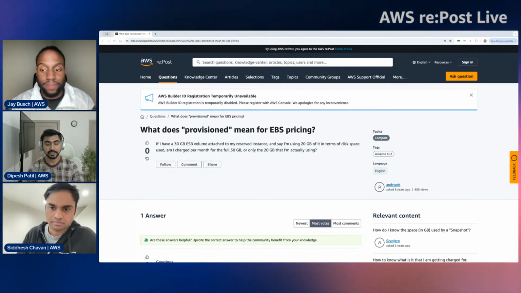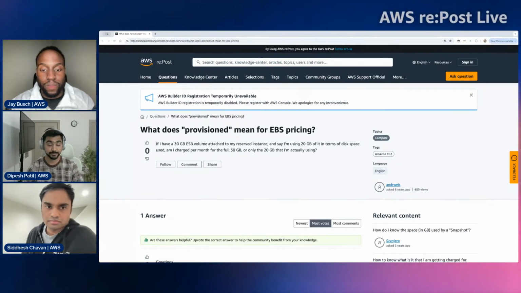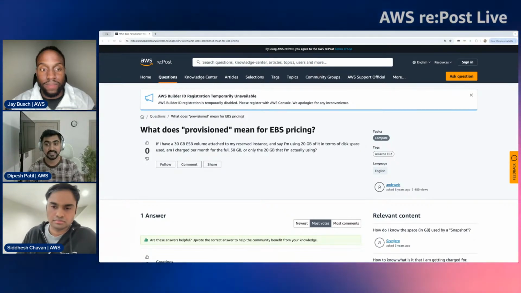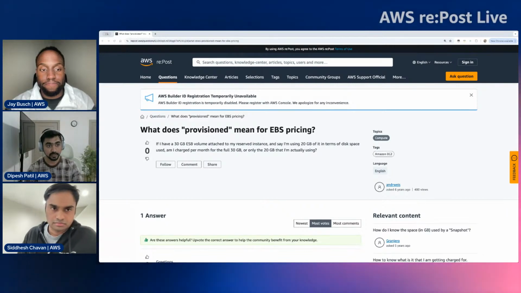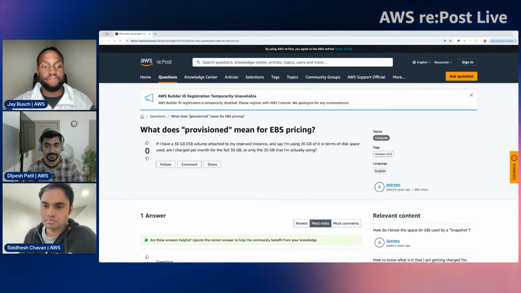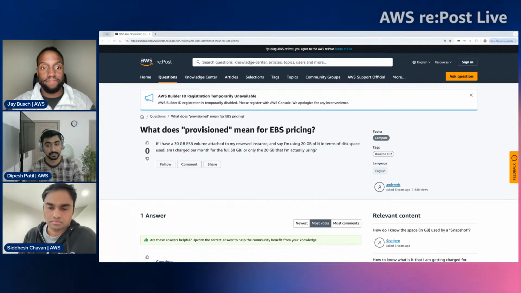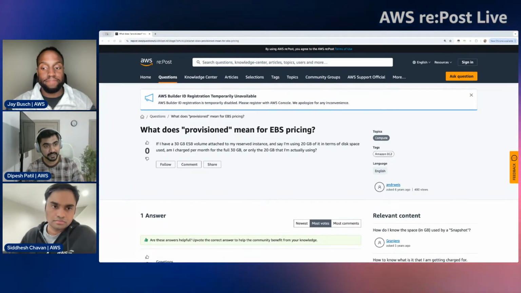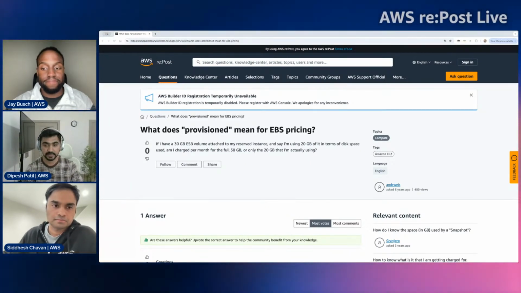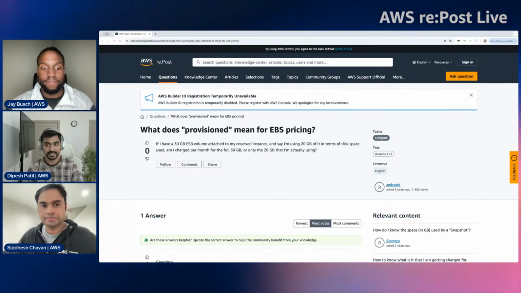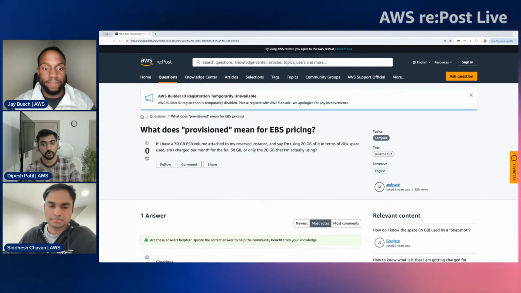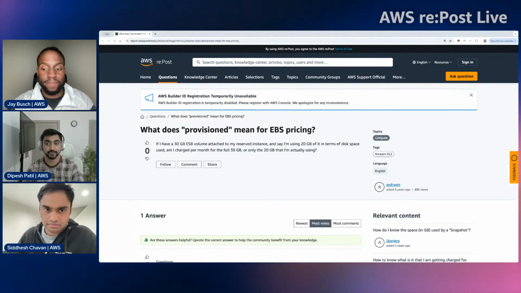For EBS pricing, with respect to size, you are always charged for the size of the volume that you provisioned. And what does provisioned mean here? That is the volume size that you requested when you created the volume, or you modified it to at a later point of time, like how we saw in the first demonstration, where Siddesh modified the volume size. That is included in this provisioned term as well. Now, for some volume types such as IO1 and IO2, you're also charged for the provisioned IOPS and throughput.